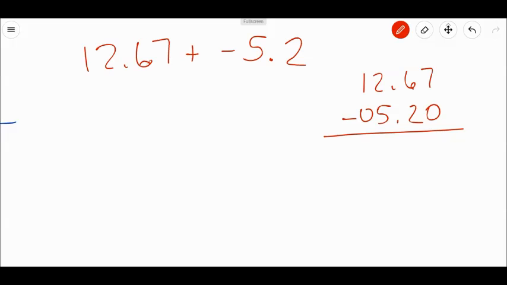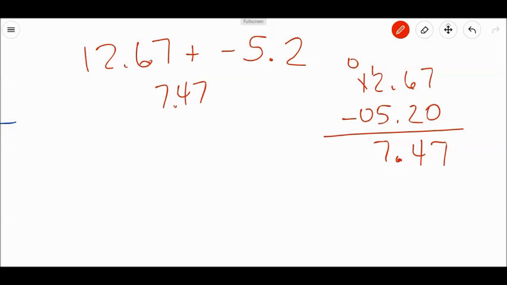Now I'm going to subtract. 7 minus 0 is 7. 6 minus 2 is 4. Bring down the decimal point. 2 minus 5 I can't do, so I'm going to borrow from the 1, make it a 0. The 2 becomes a 12. 12 minus 5 is 7. So my answer here is 7.47.